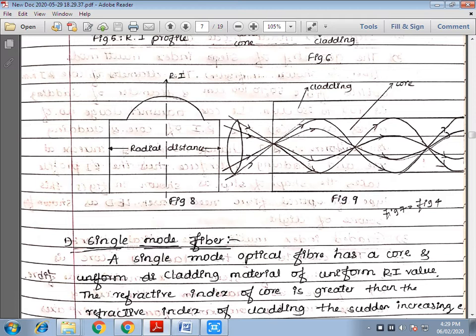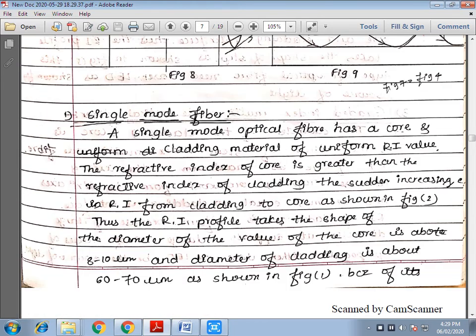And ray propagation in this case allows more number of rays to propagate, because modes of propagation depend on the diameter of the core. But this ray does not have sharp edges, and it will have a curved waveguide type, allowing more number of propagations through the optical fiber.